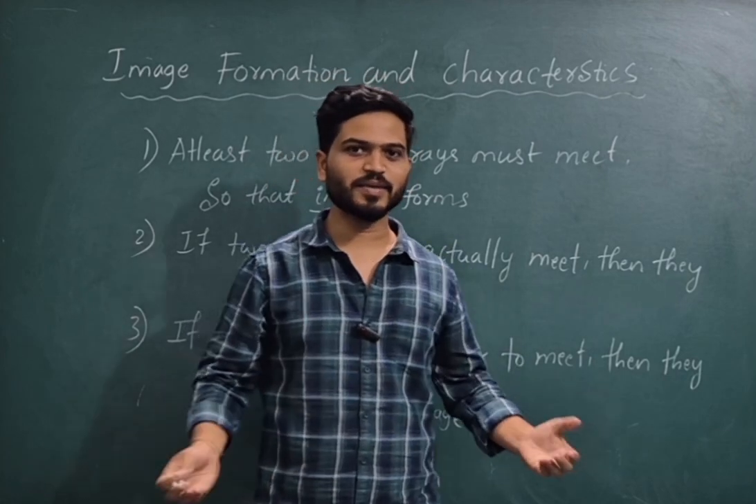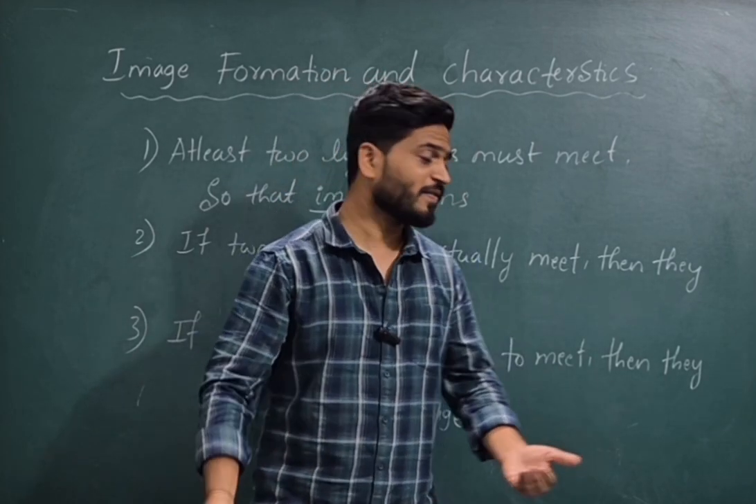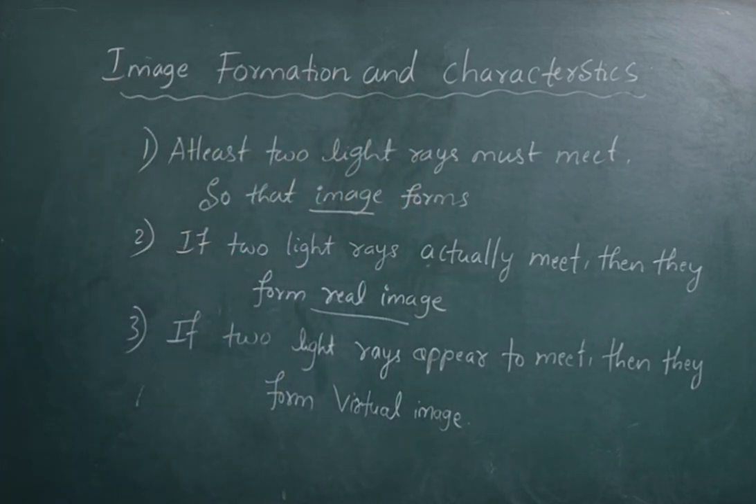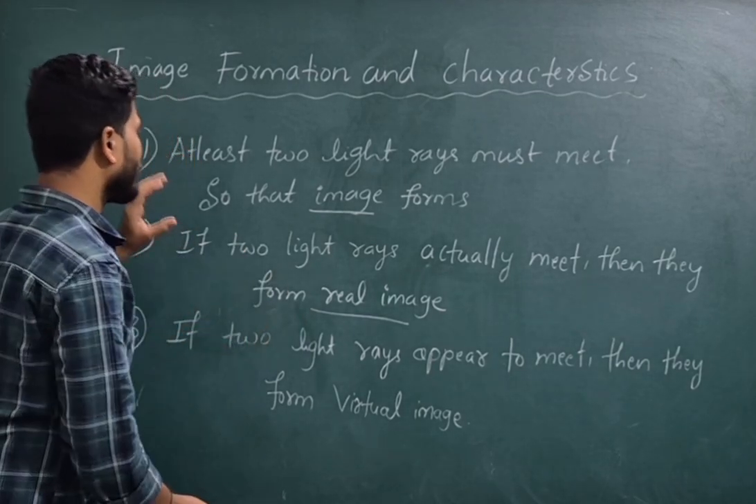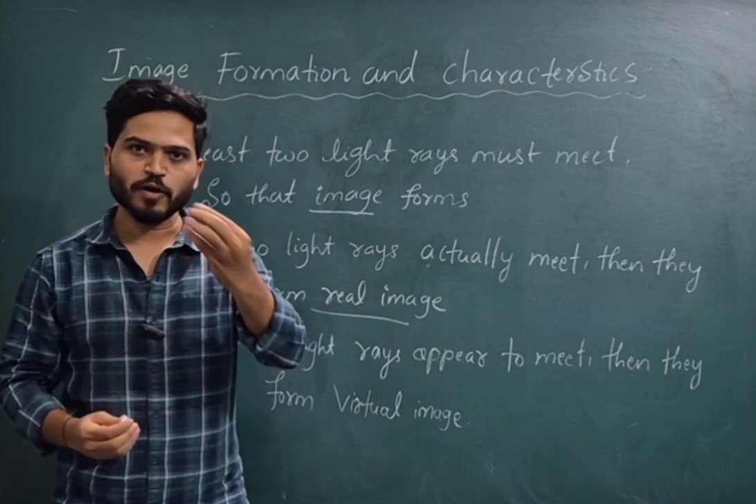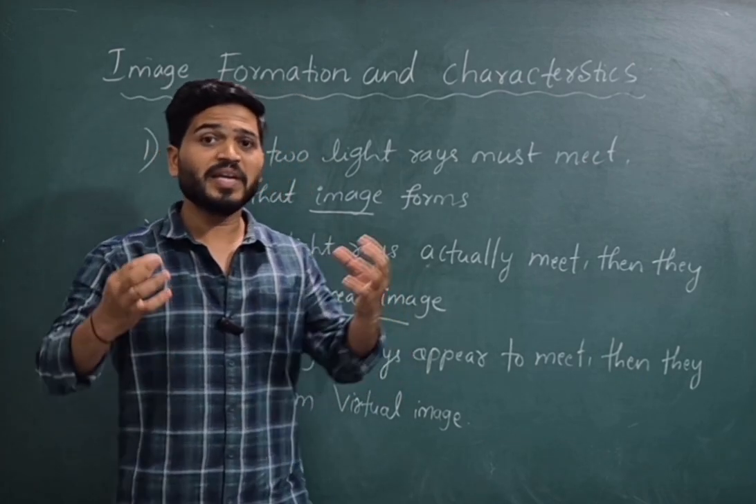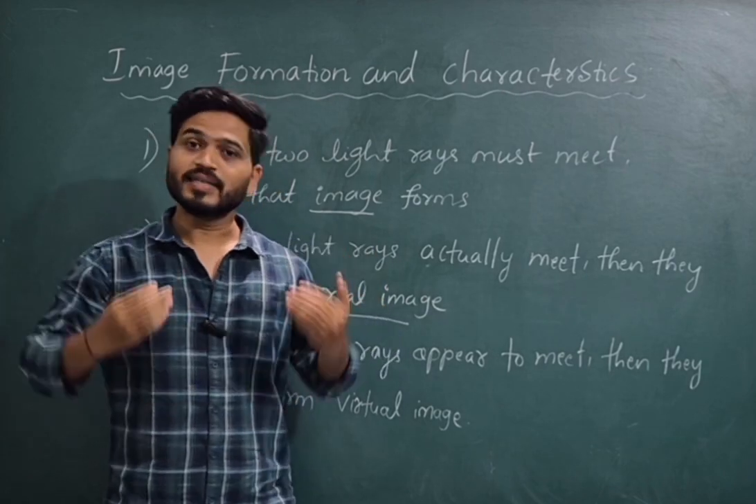We'll understand the cases, but you just understand the sentences now. It's more than enough. So these are the three points which we must have to go ahead. I hope everybody has understood. Very simple. The first thing is at least two light rays must meet so that an image forms. If light rays meet in reality, or actually meet, then they form a real image.